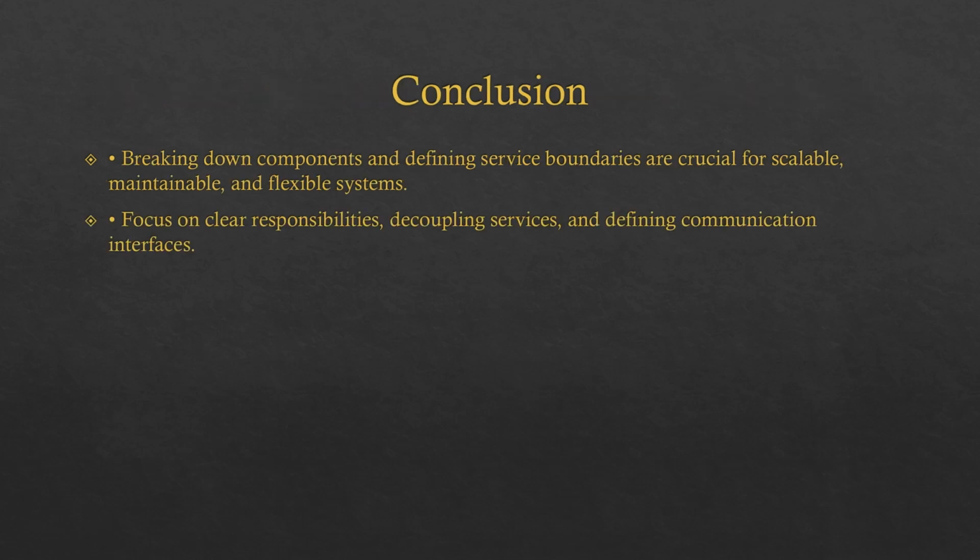In conclusion, breaking down components and defining service boundaries is critical for creating scalable, maintainable, and flexible systems. Focus on clear responsibilities for each component, reduce dependencies between services, and design APIs for smooth communication. By following these principles, we can build systems that are easy to scale and evolve.